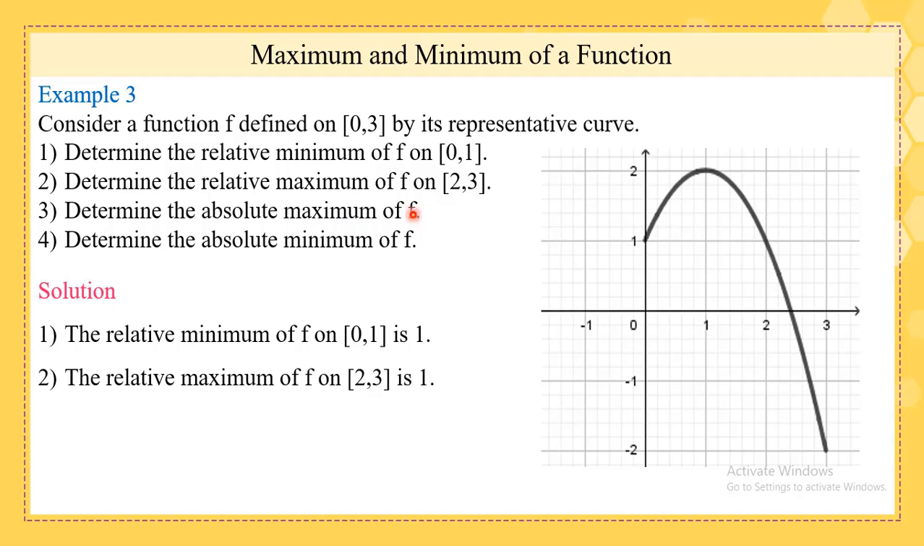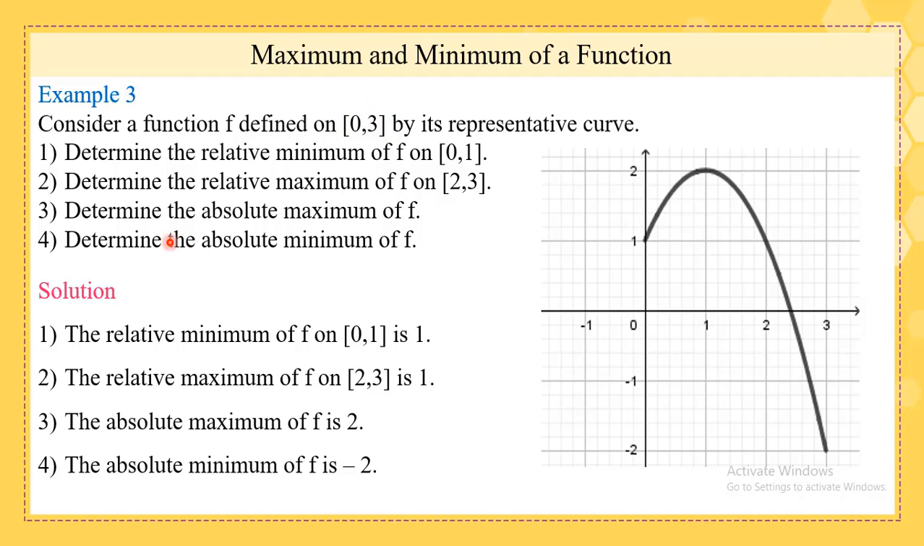Determine the absolute maximum of f. This is f. Where's the highest point on f? It's here. What is the absolute maximum? It's 2. Now notice that in parts 3 and 4 we don't have intervals, because the absolute maximum and the absolute minimum are the maximum and minimum on the domain of definition, which is [0, 3]. Now, determine the absolute minimum of f. The absolute minimum is minus 2.